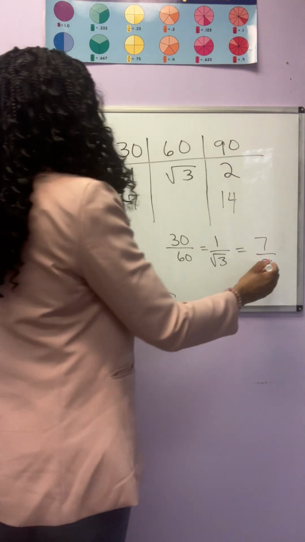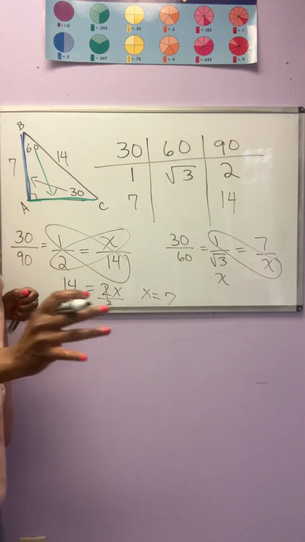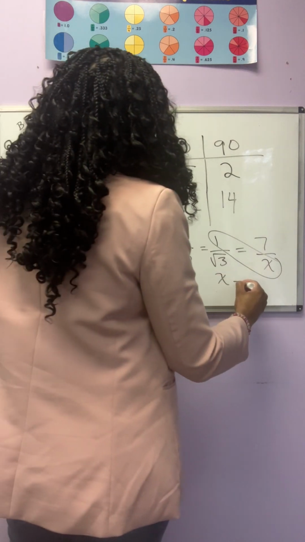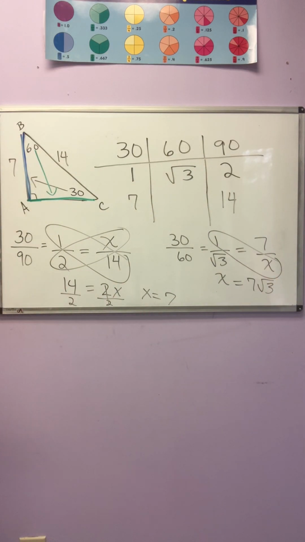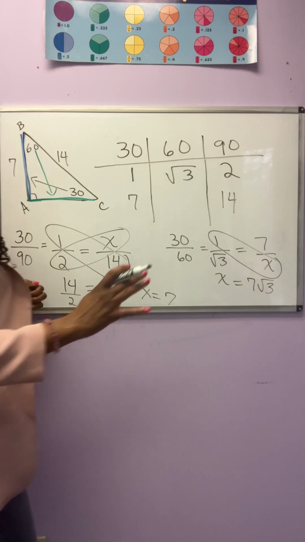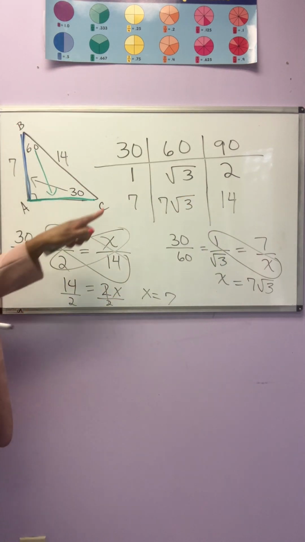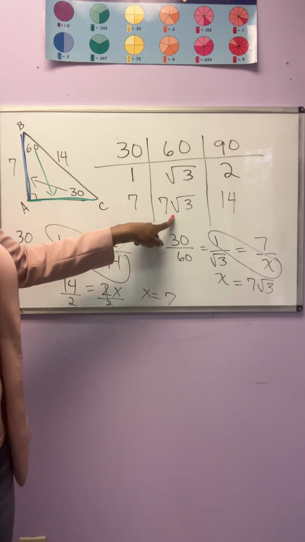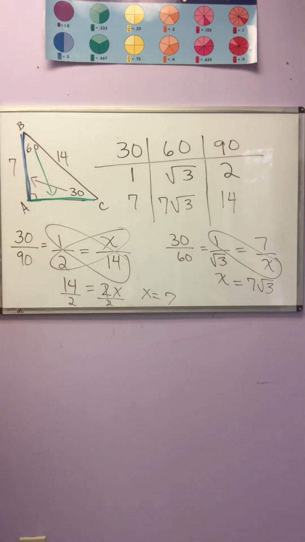All right, we're going to cross multiply. 1 times x is just x because we usually don't write 1 in algebra, and 7 times radical 3 is 7 radical 3. We'll just leave it like this. That's the best answer, the exact answer, 7 radical 3. So as you can see, to find the one across from the 60, all you have to do is multiply by radical 3.